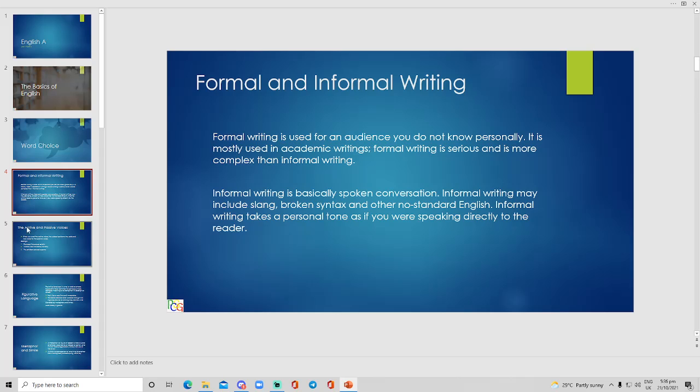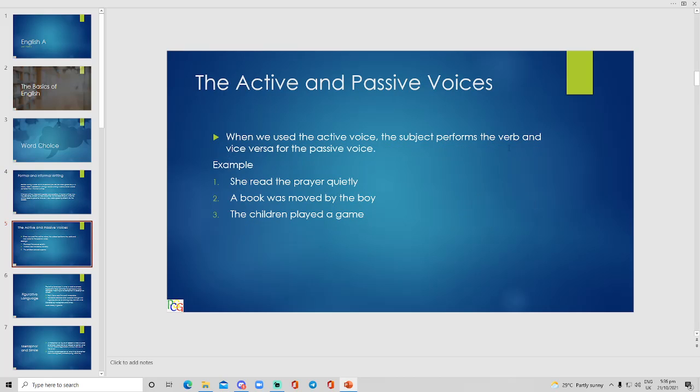Alright, so next I have the active and passive voice. When we use active voice, the subject performs the verb, and vice versa for the passive voice. And I have examples here. She read the prayer quietly. The verb here being read and the noun here being she. So she read, which means that the subject is performing the verb because the girl is who is reading. So that would be active voice.